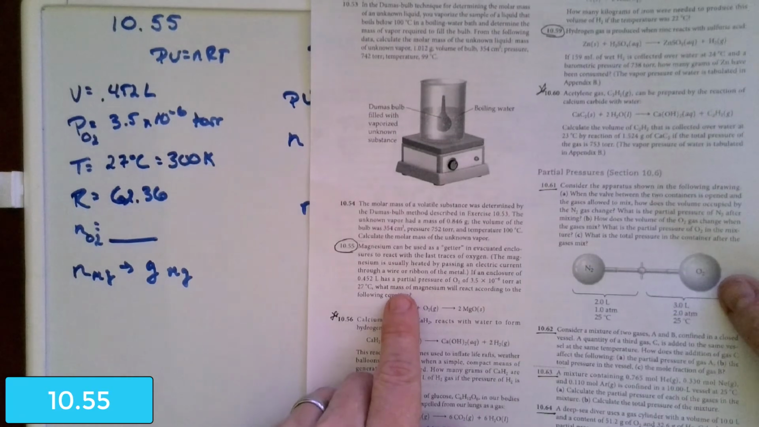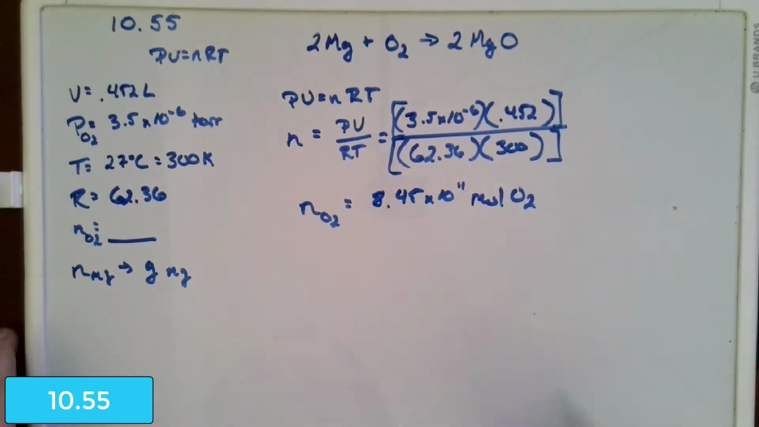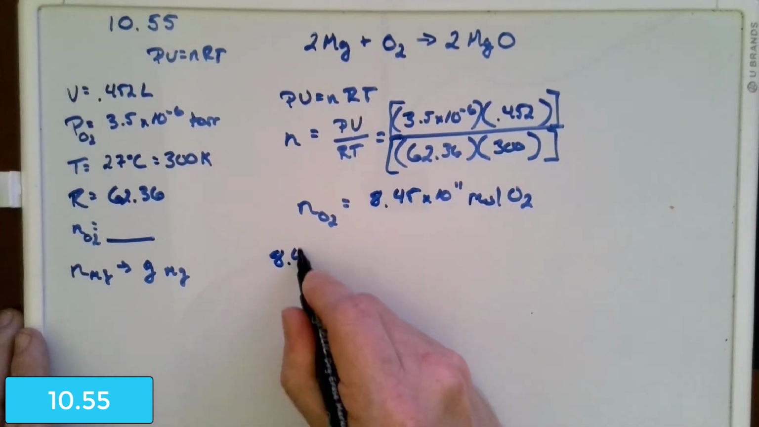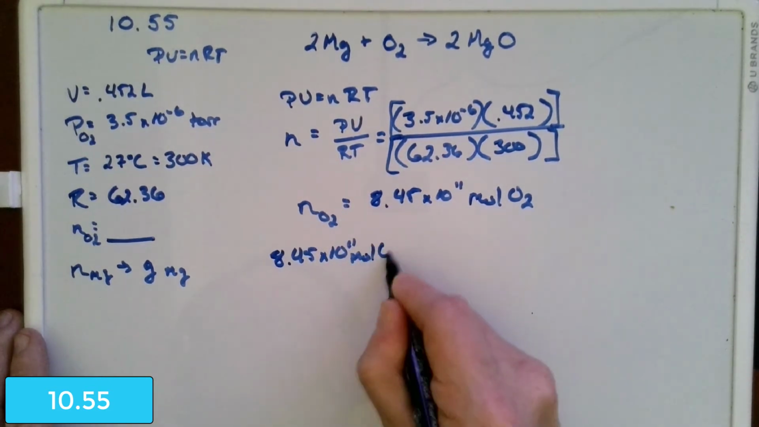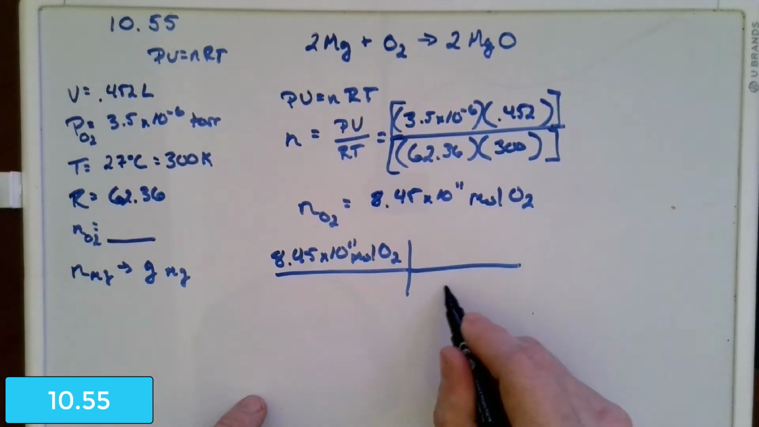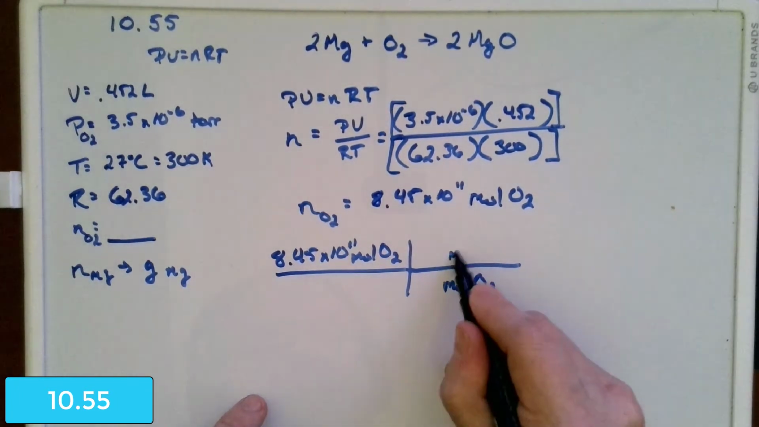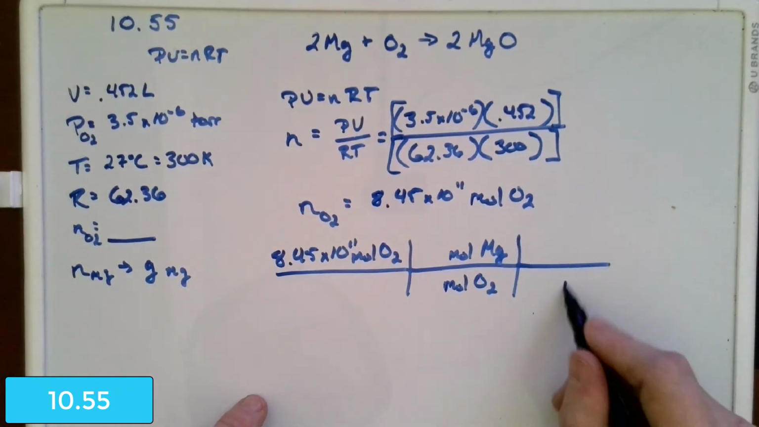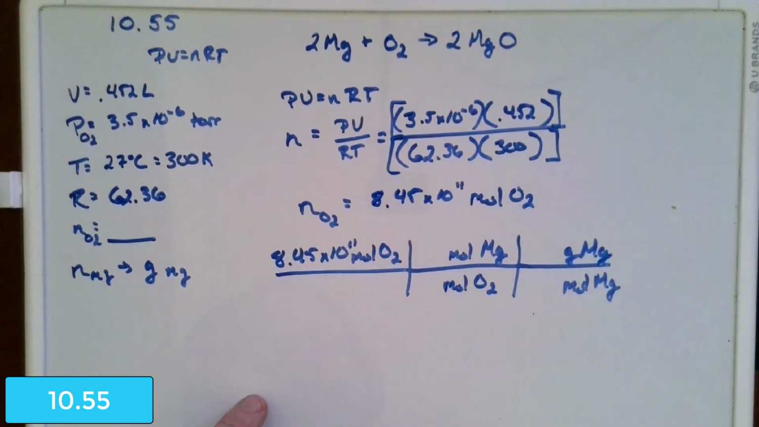We are looking for the mass of magnesium. So I need to convert moles of oxygen into grams of magnesium. Let's do that. This is where stoichiometry comes in. 8.45 times 10 to the negative 11 moles of oxygen, and we'll convert it to grams of magnesium. We'll set up our dimensional analysis box. I'll cancel moles of oxygen. I will convert to moles of magnesium. And from there, I can convert moles of magnesium into grams of magnesium.